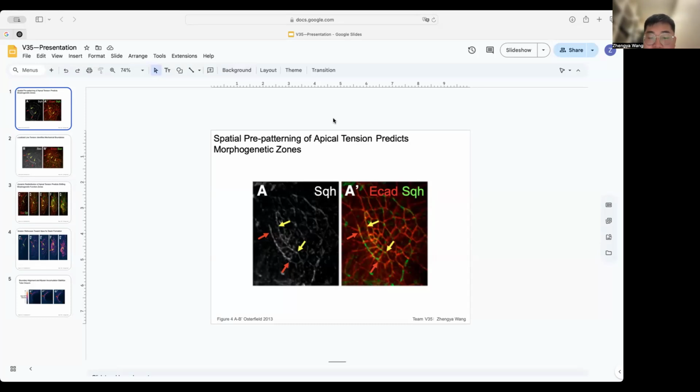Two key fluorescent markers were used in this experiment. The first one is SQH-GFP, a fusion of the regulatory light chain of non-muscle myosin. It is shown in green here, and it's tagged with GFP, serving as a readout for cortical tension. The second one is called Bazooka, a polarity protein analogous to PAR3, which was detected using immunofluorescence.